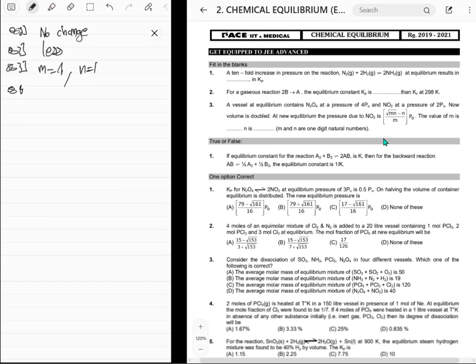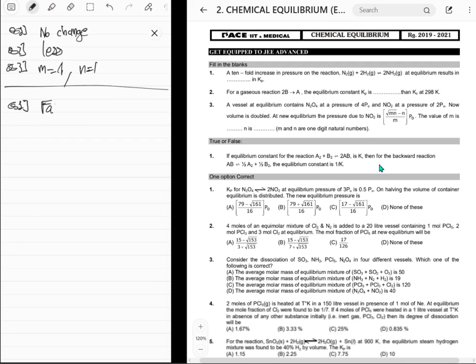Question number 4. Oh wait, that's question number 4. Question number 1 of the next section. There's only one question. If equilibrium constant for the reaction is K, then for the backward reaction, the what is 1 upon K. So it's true or false for the backward reaction. But you have this, so no, it's 1 upon square root K.